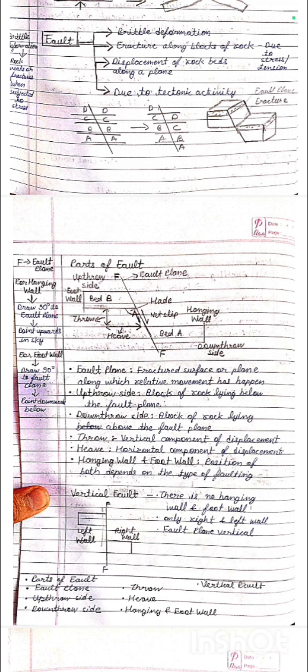Now hanging wall and footwall. The hanging wall and footwall vary with the type of fault. But generally the hanging wall is below the fault plane and footwall is above the fault plane. But in case of reverse fault this can be changed, and generally to identify the hanging wall and footwall we draw 90 degrees to the fault plane. If it points upwards in the sky, then it will represent a hanging wall, and if it points downwards below it will result in a footwall.